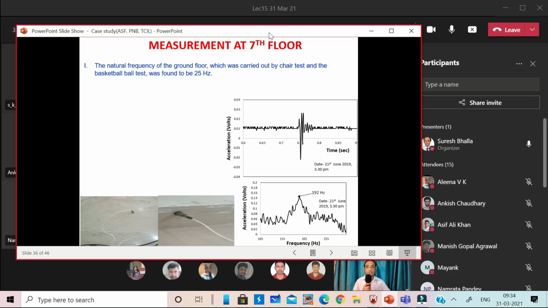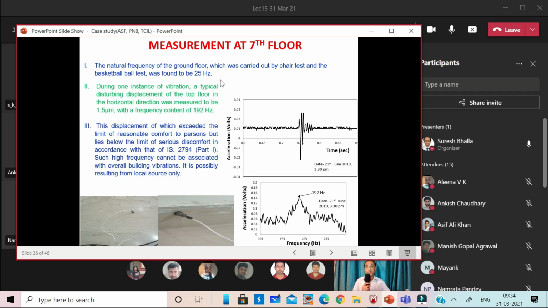And then we also did measurement on the 7th floor. On the 7th floor we did both vertical and horizontal measurement, and we found something very interesting: the floor's natural frequency was 5 Hertz. We did it by excitation with a chair and also with a football, and at one instance of vibration we found the displacement of the top floor in the horizontal direction came out to be 1.5 microns, and the frequency was measured at 192 Hertz. So we can see here both the time domain response and the frequency domain response.